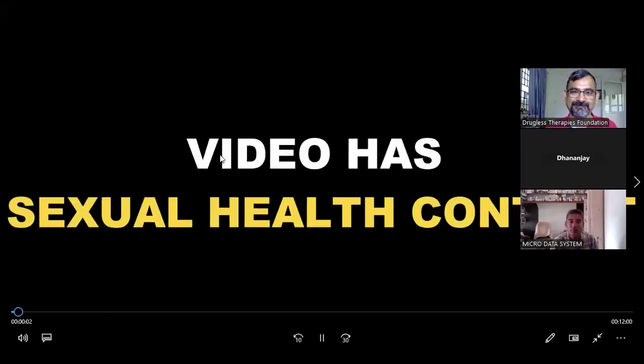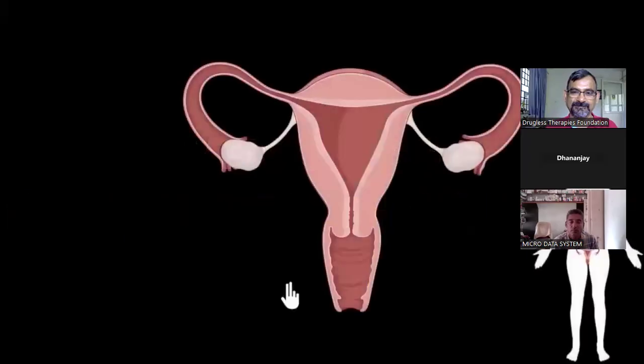Please note that this video has sexual health content. Let's look at the female reproductive system in humans. On the right, you can see where the reproductive system is located, and on the left, we have a zoomed in version of that. Let's look at the different parts of it. Let's start with these oval looking things. These are called the ovaries.